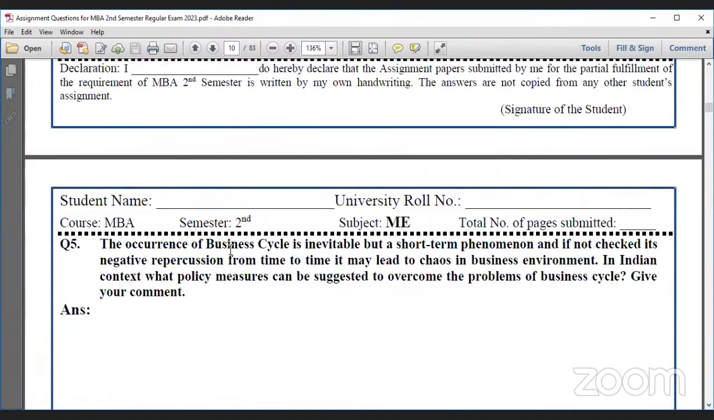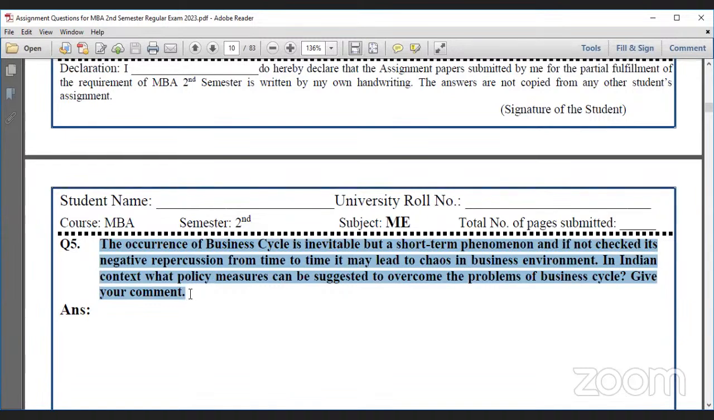The occurrence of business cycle is inevitable, but a certain phenomenon. And if not checked, its negative repercussions from time to time may lead to chaos in the business environment. In the Indian context, what policy measures can be suggested to overcome problems of business? This question is very theoretical. You can answer it, so you can go through it.